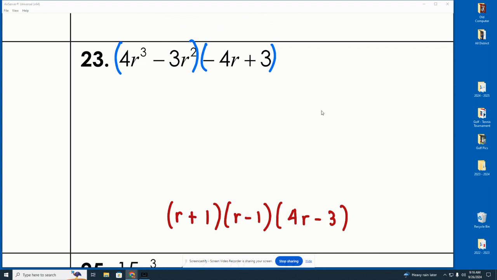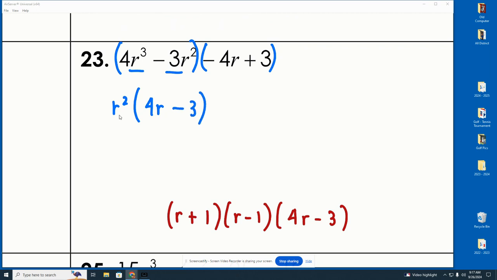Now, I look at this first group, and I pull out a GCF. Autumn, what can I pull out of 4r cubed and negative 3r squared? So out of that first group, I'm pulling out r squared. So just out of that first group, what is 4r cubed divided by r squared? 4r. And what's negative 3r squared divided by r squared? Minus 3.